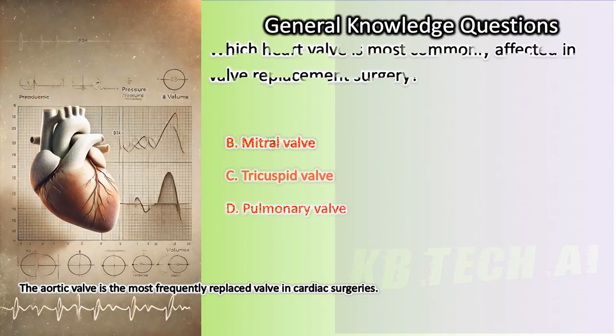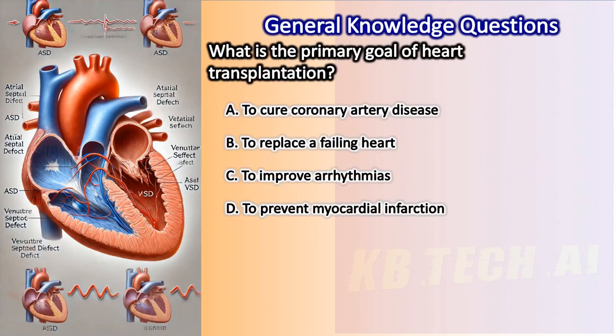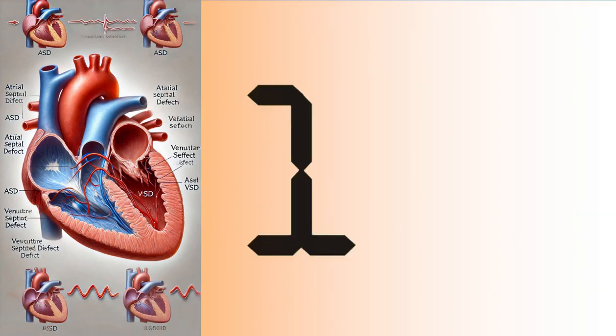The answer is Option 1. Aortic valve. What is the primary goal of heart transplantation? Option 1. To cure coronary artery disease. Option 2. To replace a failing heart. Option 3. To improve arrhythmias. Option 4. To prevent myocardial infarction.